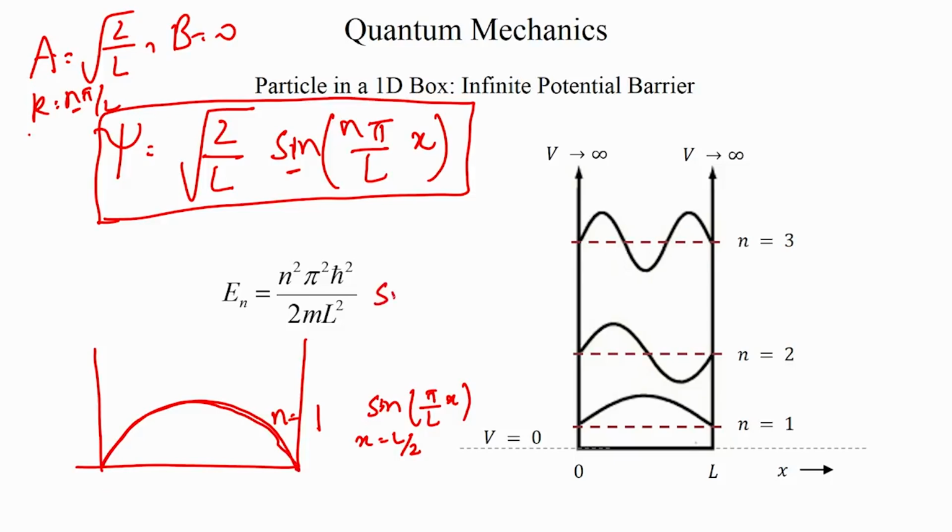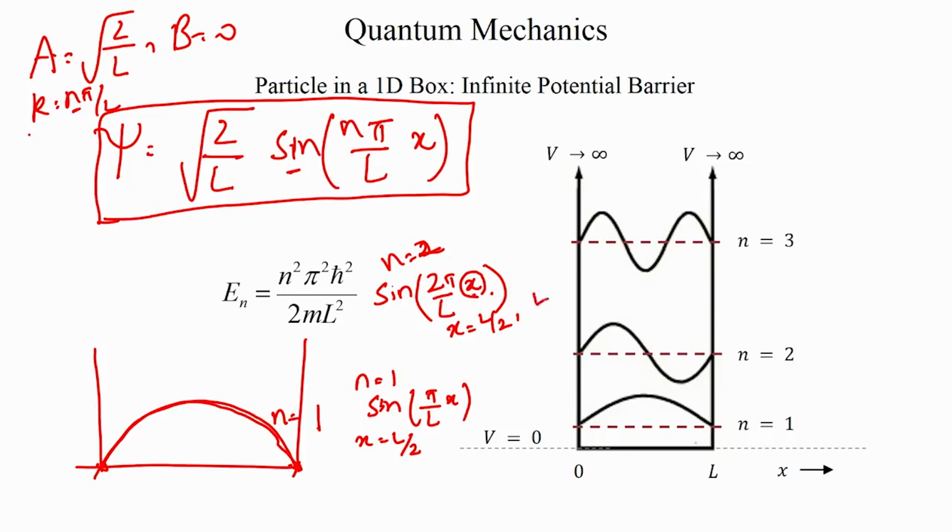At n equal to 2, I have sine of 2 pi by L into x. At x equal to 0 and at x equal to L, the value is definitely 0, but it is also 0 at x equal to L by 2. So this was the n equal to 1 case. If n is equal to 2, at x equal to L by 2, my wave function again takes a value 0. The amplitude takes a value 0 because sine of 2 pi by L into L by 2 is simply sine of pi, which is again 0.